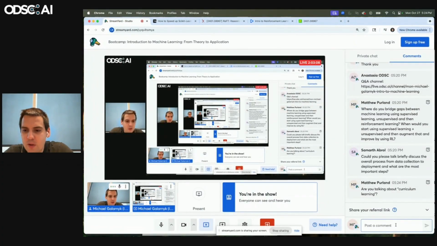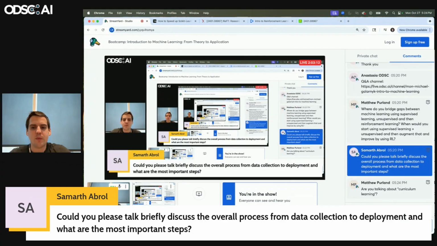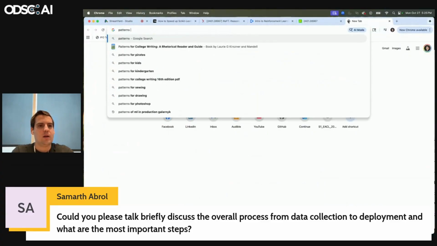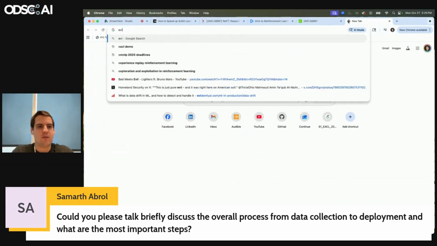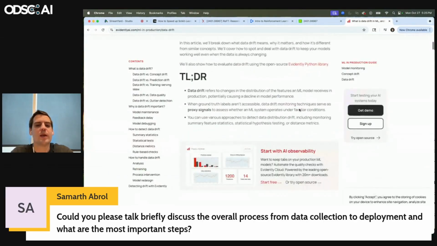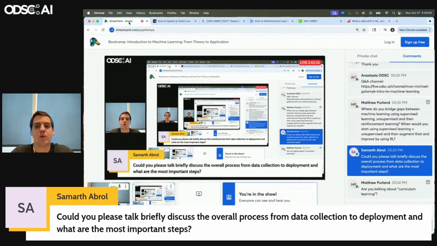Can you talk briefly about the process of data collection and deployment, and what are the most important steps? One important part about data collection is, first of all, is your data representative of the world around it? Are you able to get a good sample of data? That's probably the most important part. If your sample is biased, well, your model's going to be biased in some way.